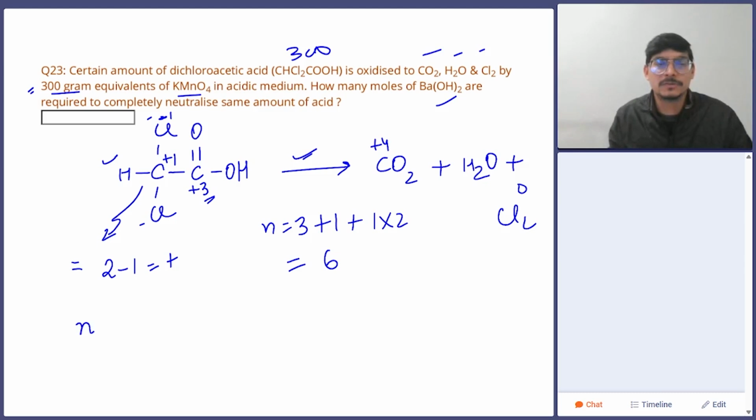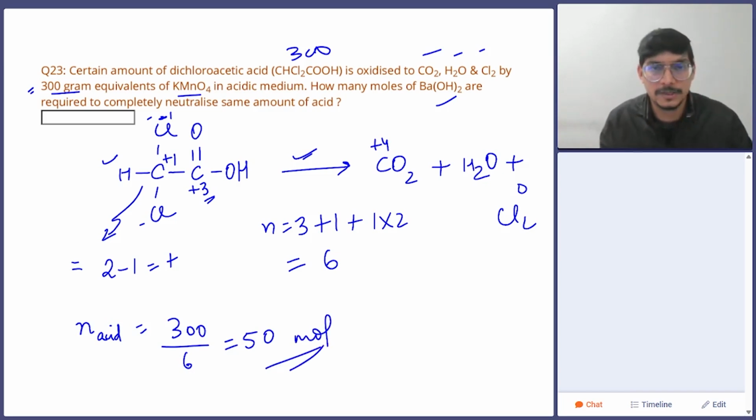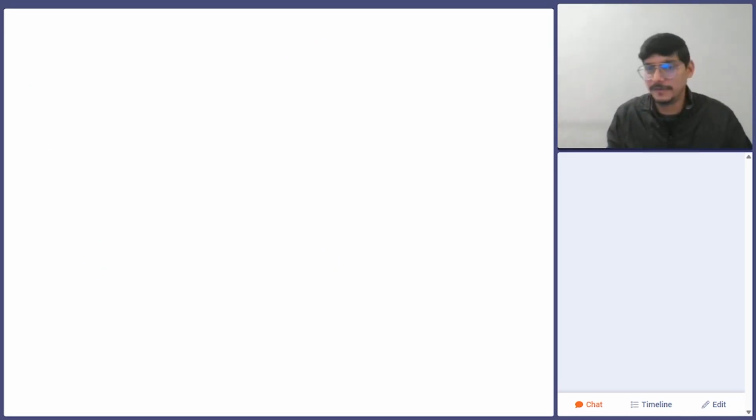Now, the number of moles of dichloroacetic acid would be the gram equivalents divided by the N factor, which is 6. So that means 50 moles. So 50 moles of acid react with KMnO4. And barium hydroxide is divalent. So barium hydroxide will be exactly half of that, right? So the correct answer is going to be 25 in this case.